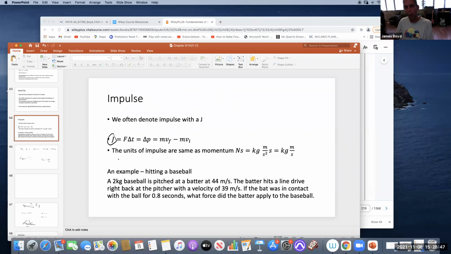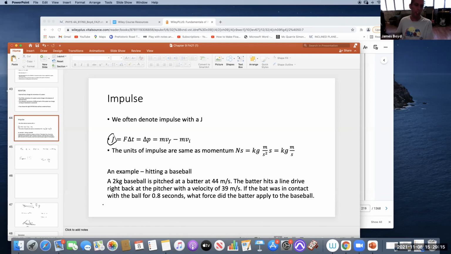Now, I don't know why, I'm sure I could find it on the internet, but impulse is usually given J. Impulse is F times t, same units as momentum, newton seconds. Usually you don't call momentum newton seconds, but you do call impulse newton seconds. And I think that's to differentiate that we're talking about a force being applied for time, newton seconds.